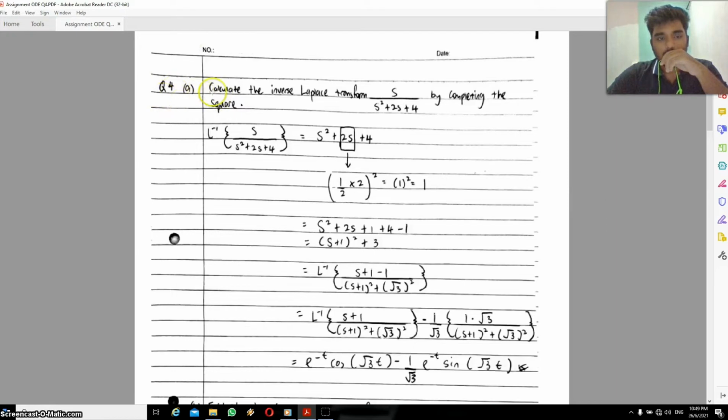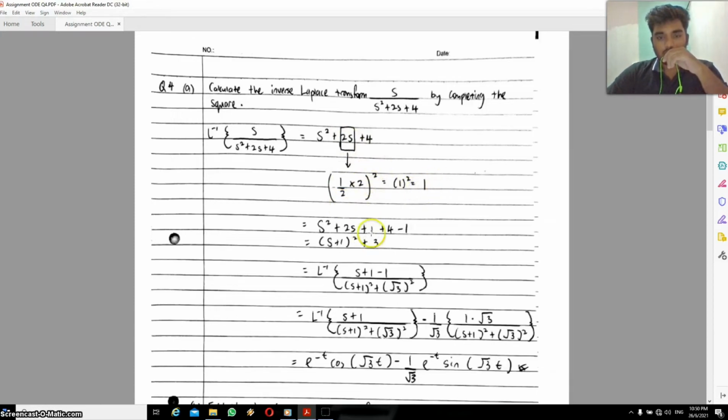Question 4A: calculate the inverse Laplace transform of s divided by s squared plus 2s plus 4 by completing the square. So we are using the method of completing the square. We need to bring out the denominator s squared plus 2s plus 4, and then take the middle part of the denominator, times it by 1 over 2 and square it, so we will get 1.